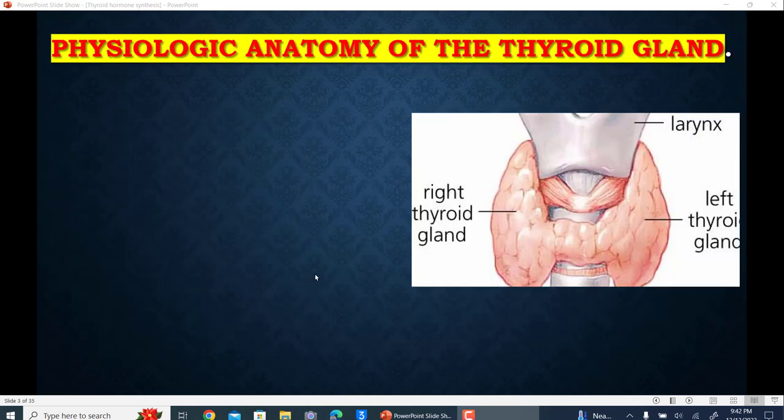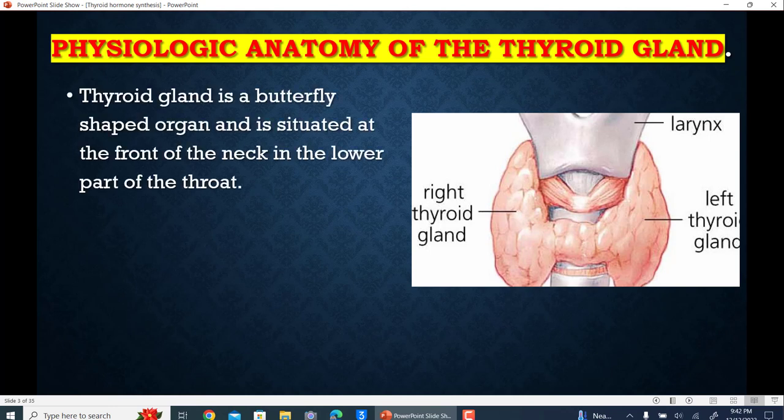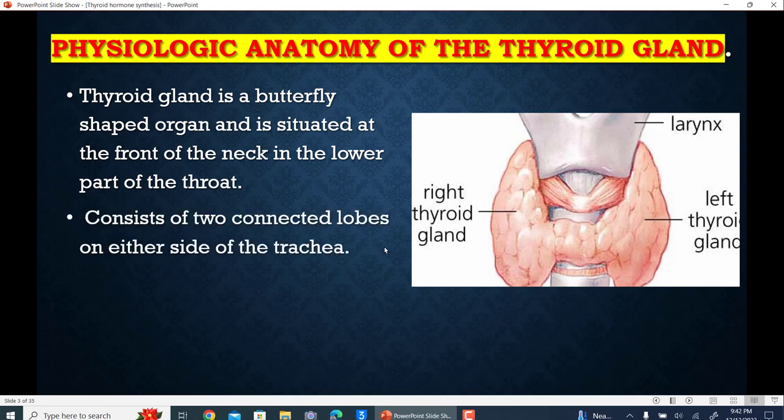Physiological anatomy of the thyroid gland. The thyroid gland is a butterfly-shaped organ situated at the front of the neck in the lower part of the throat. It consists of two connected lobes on either side of the trachea. See, the trachea contains two lobes located on both sides, right and left.